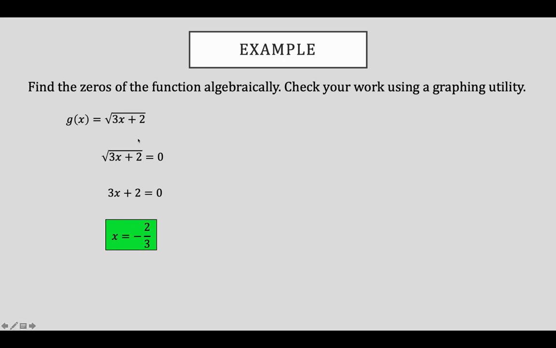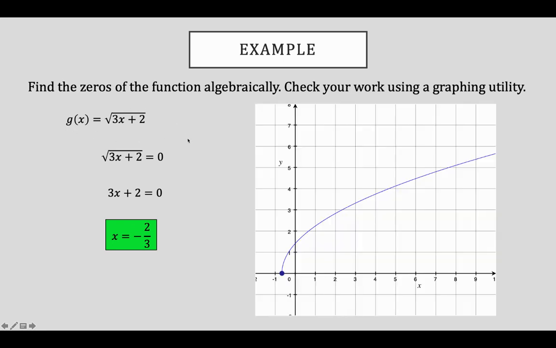Again, take out your TI-84 graphing calculator and plug this into your y equals. We have y equals the square root of 3x plus 2. You should end up with a graph that looks just like this. And make note, where does this intersect our x-axis? Right here at x equals negative 2/3.